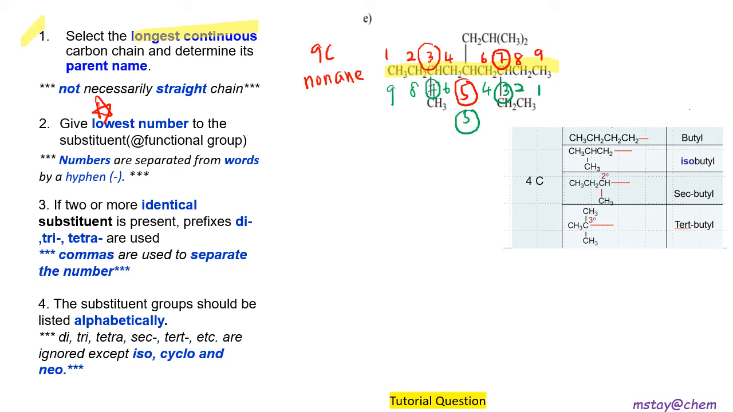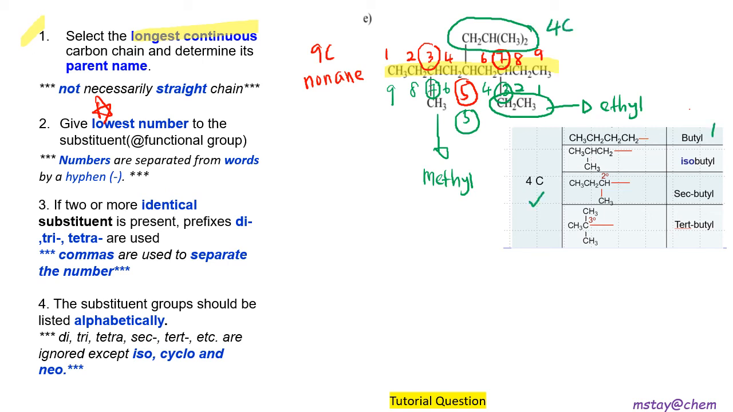So then now normally we'll look at the substituents. This substituent consists of 1 carbon, so we know it as methyl. This substituent, we use the simple one first, has 2 carbons, so it's ethyl. And then this substituent has 4 carbons. Okay, so if 4 carbons, there are a few possibilities: butyl, isobutyl, sec-butyl, or tert-butyl.